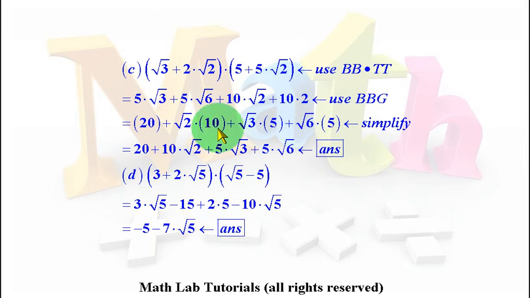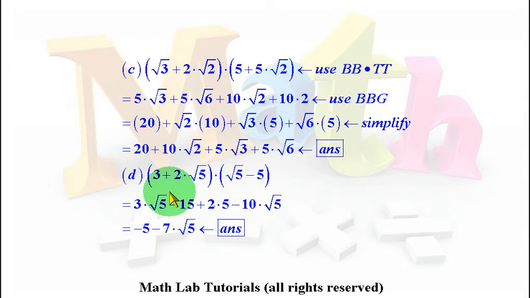So now all we have to do is simplify by rewriting these coefficients, 5, 5, and 10, out front because that's the convention we use. So altogether we get 20 plus 10 root 2 plus 5 root 3 plus 5 root 6. Now whenever I have a string of radicals like this, I always like to order them from lowest to highest. That's just a preference that I have. Mathematically it means nothing, but it just looks prettier when you organize them from left to right, from low to high.